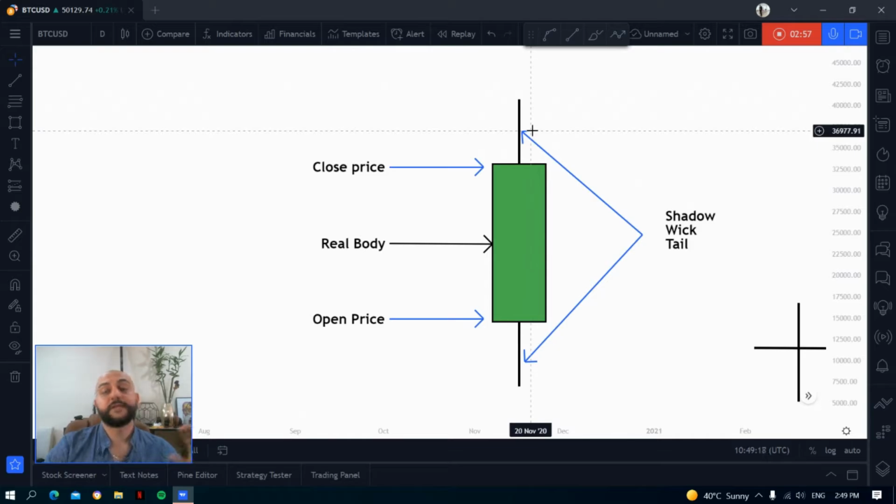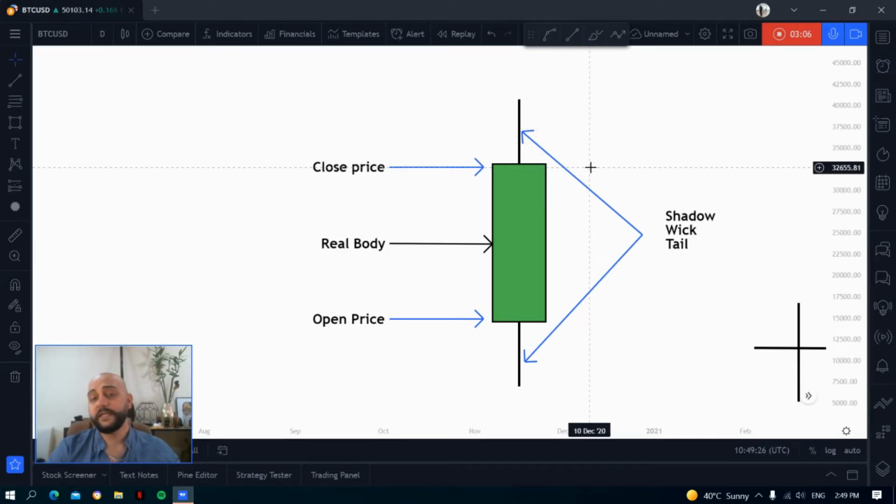So this shadow represents how much the price actually went up and down, but it doesn't represent where the market closed at that hour. And that's basically it. That's all you need to know about the bullish candle.